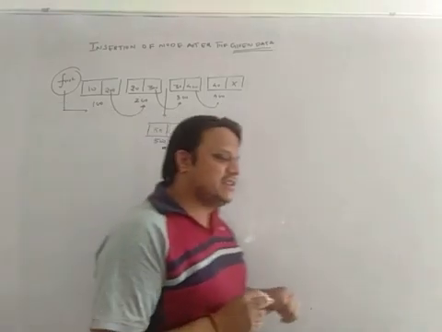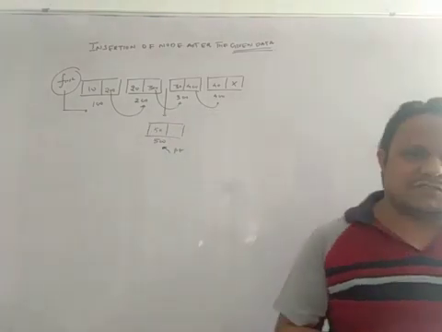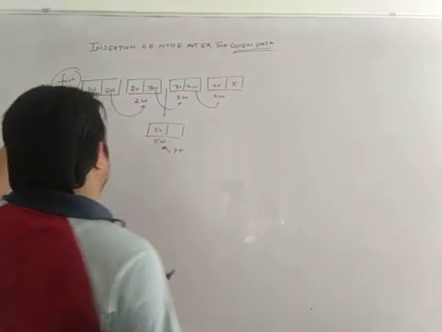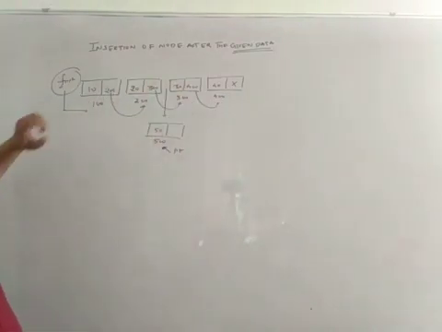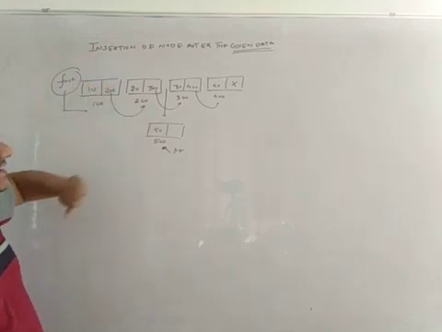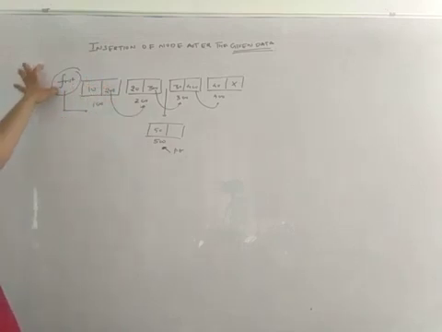Hi guys, so in this session we'll see how to insert a node after the given data in a single linked list. So again, let's suppose this is your linked list and your linked list is divided in two parts, the info part and the link part. The link part contains the address of the next node. This is the first pointer which always points to the first node of a linked list.